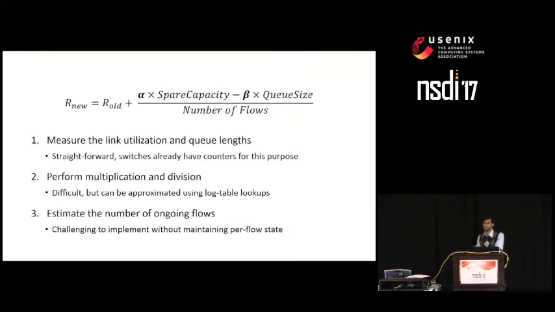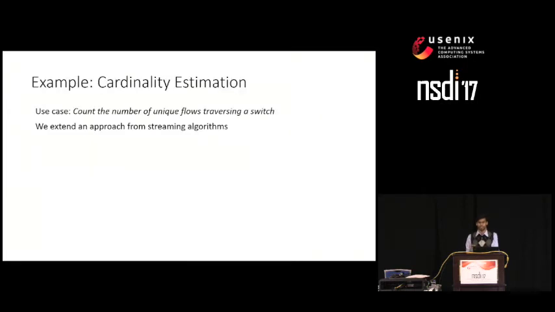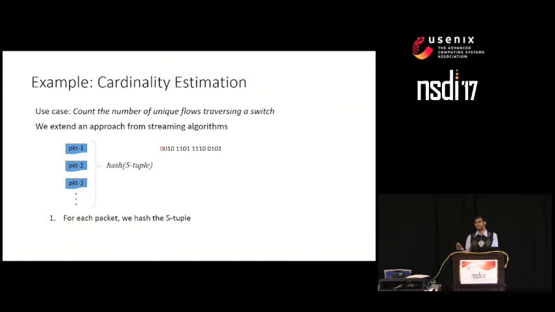So we come up with a generic module that allows us to estimate the number of unique elements in a packet stream. And we call it the Cardinality estimator, which we are again going to use for RCP to count the number of unique flows traversing the switch. And here we extend an approach from streaming algorithms, and it works as follows. Given a packet stream, for each element, we are going to take the hash of the 5-tuple of the packet and count the number of leading 0s in the hash. So in this case, it's 2.